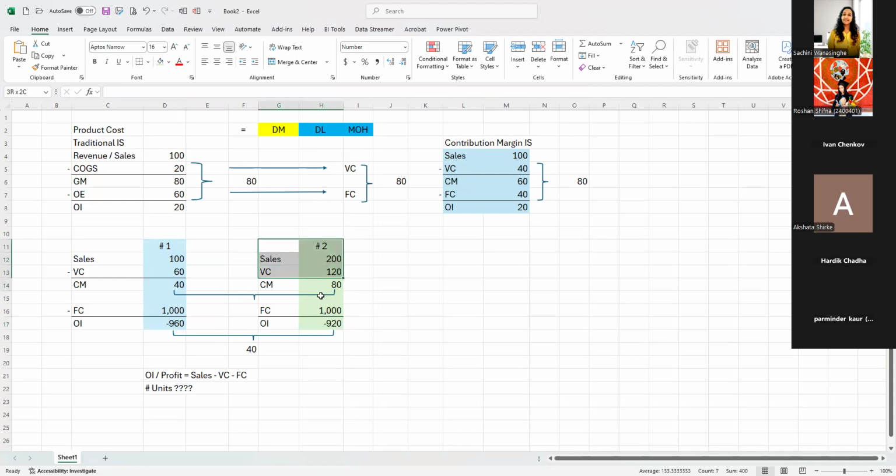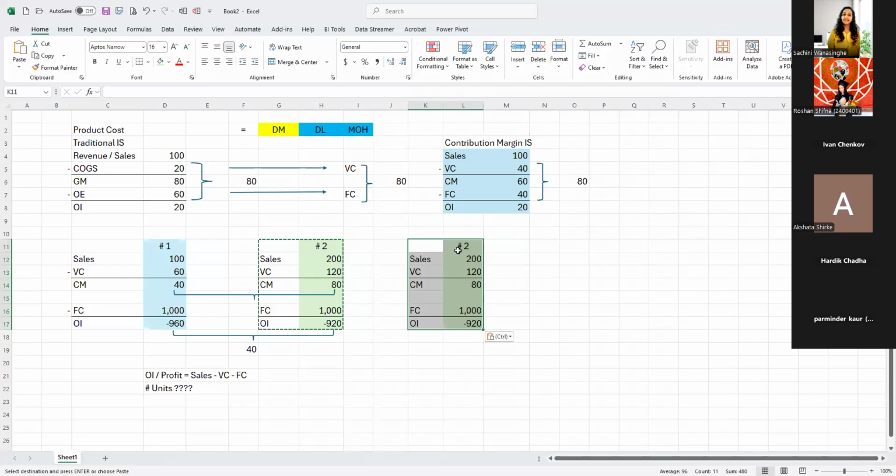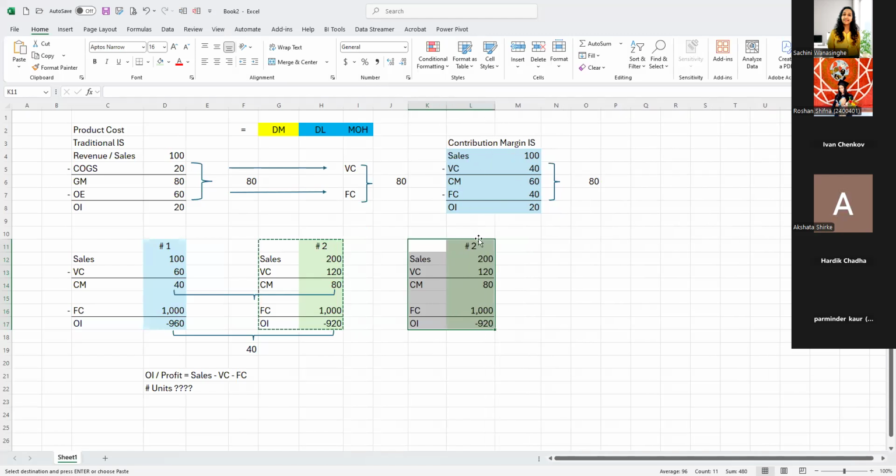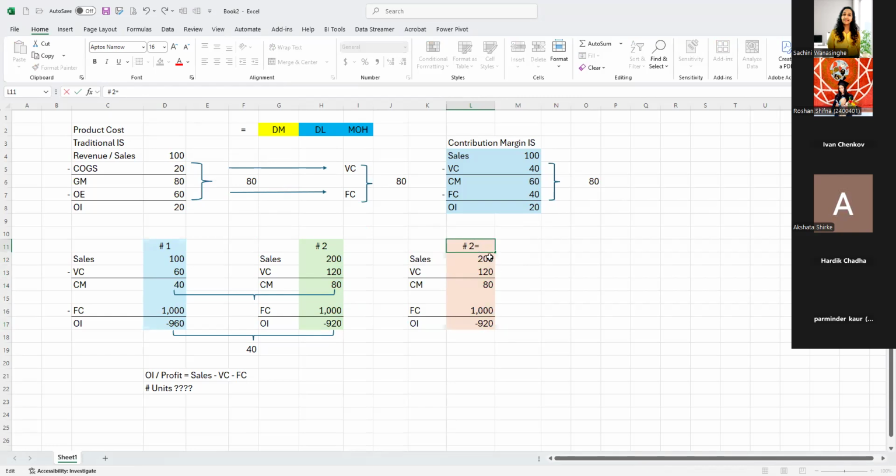So now let's see what's going to happen if we triple this one. Can you predict what's going to happen if we triple this? What does triple mean? How many units am I going to sell now? If I want to triple it, 3 units. So if I want to sell 3 units, how much will my sales be now? 300. Did it triple?